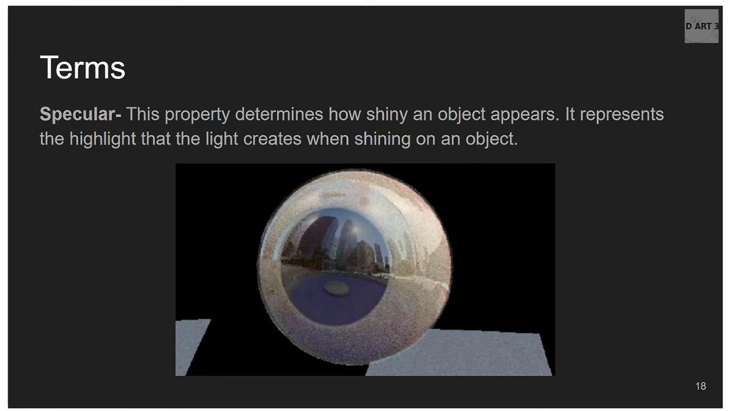So specular. This property determines how shiny an object appears. It represents the highlight that the light creates when shining on an object. All right, so the specularity is the shininess, right? That's a technical term, shininess. That's the shininess of our object, how reflective it is, the highlight, where the lighting is, how the lighting is affecting your object. This is our specular map.